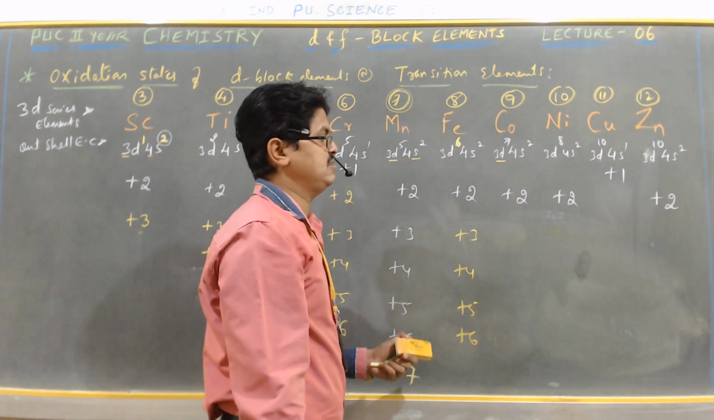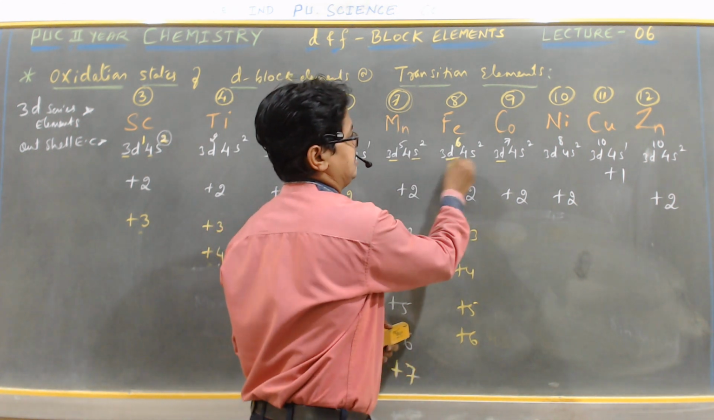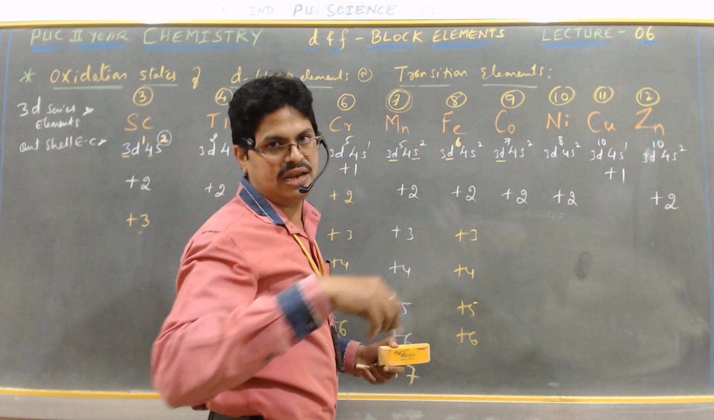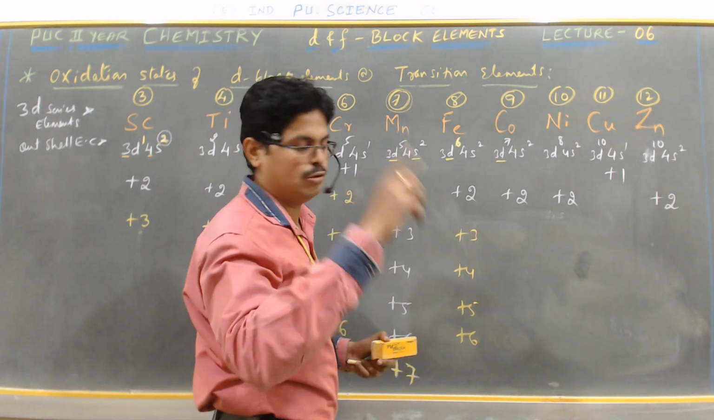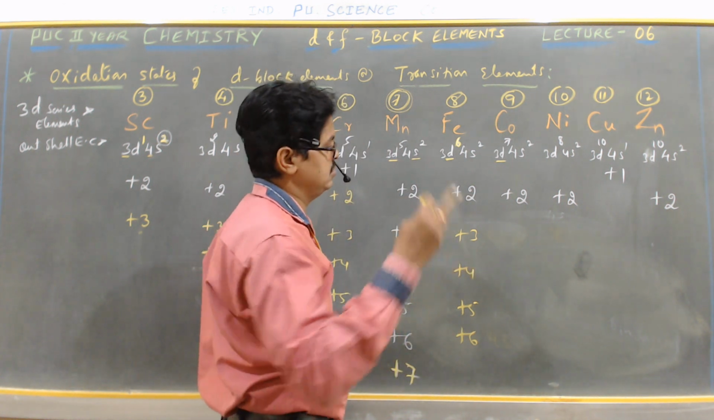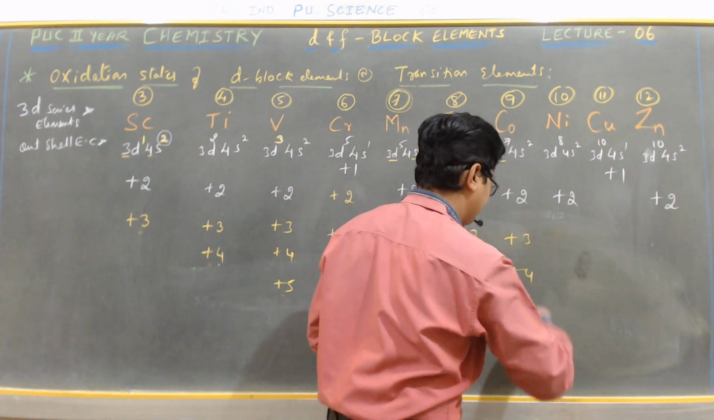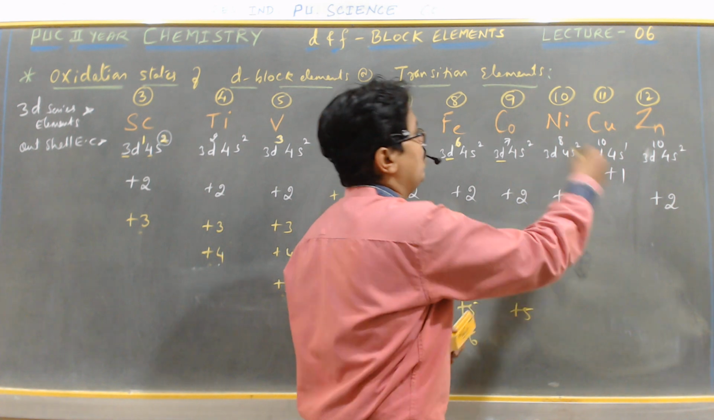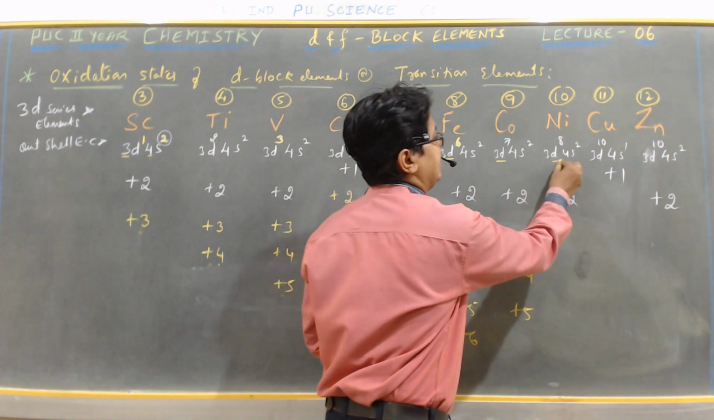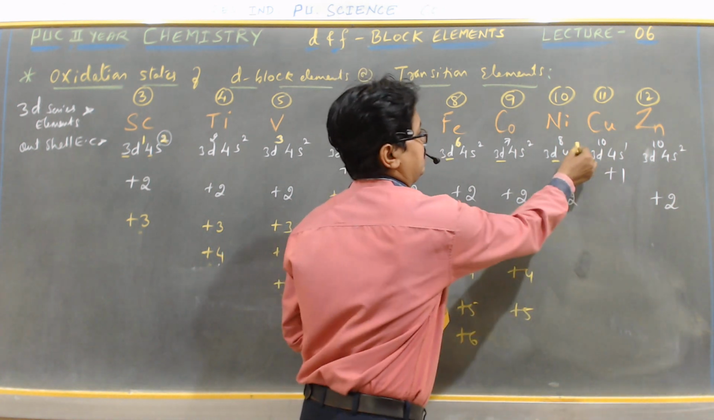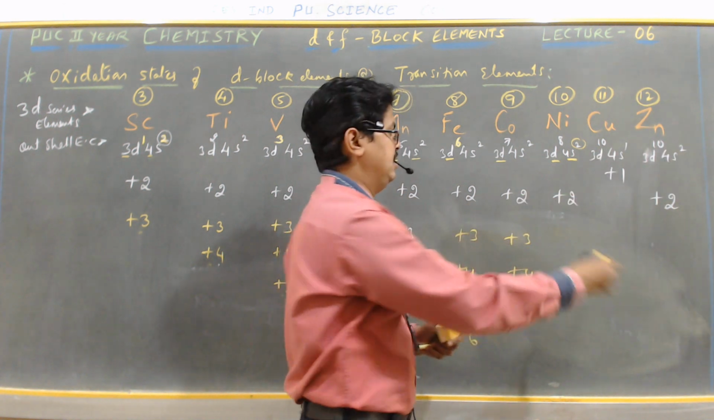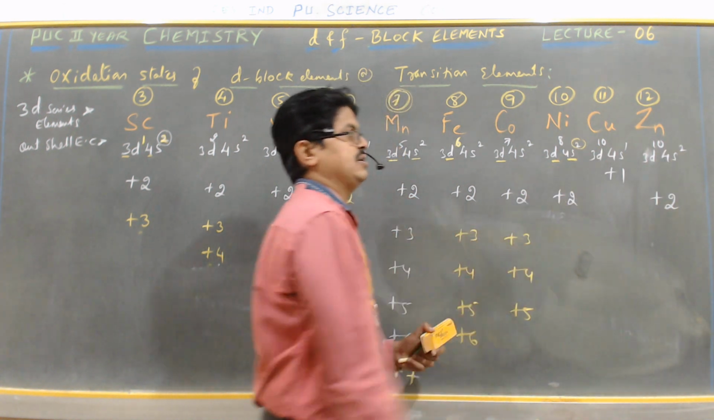Why plus 6? Because in 3d6 one of the electrons is paired, so the paired electron is not considered. That is why plus 6. Cobalt shows plus 2, plus 3, plus 4 and plus 5. What about nickel? 3d8 4s2. If these two electrons are involved in bonding, it becomes plus 2, the minimum oxidation state.